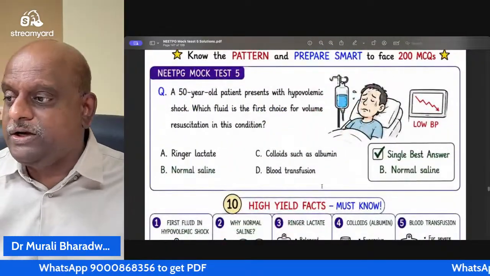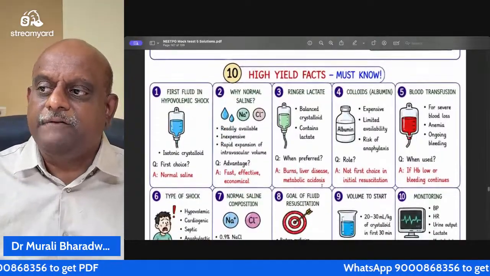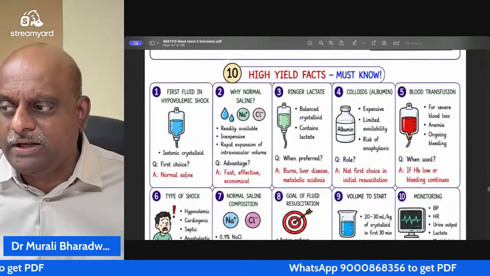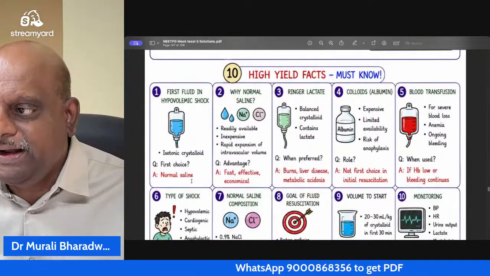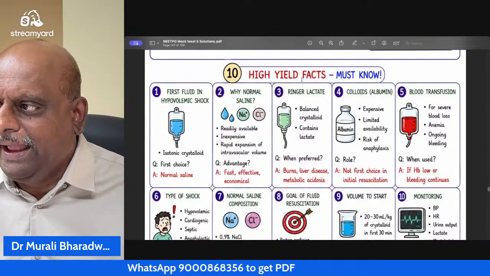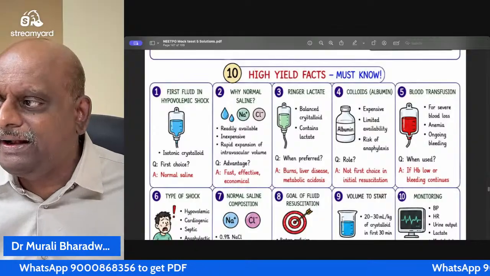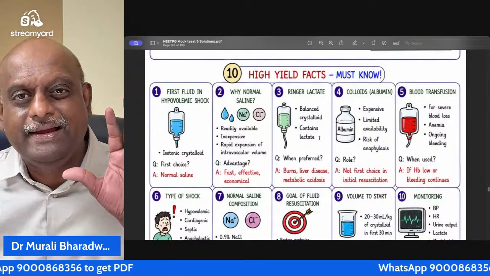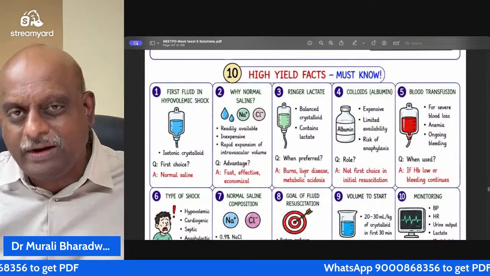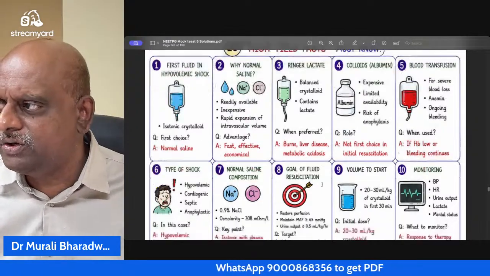In hypovolemic shock, for the resuscitation, the first fluid in hypovolemic shock is normal saline. It is rapid expansion of the intravascular volume. For the burns, liver disease, metabolic acidosis, ringer lactate, a balanced crystalloid which contains the lactate, is the one which is preferred in burns, liver disease, and metabolic acidosis.